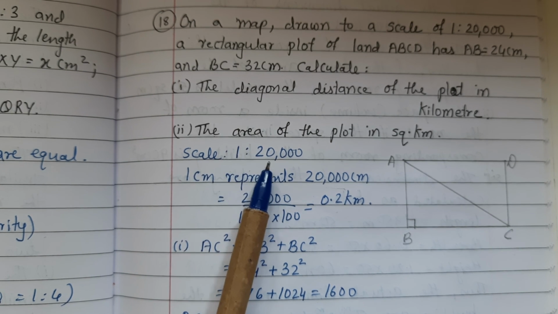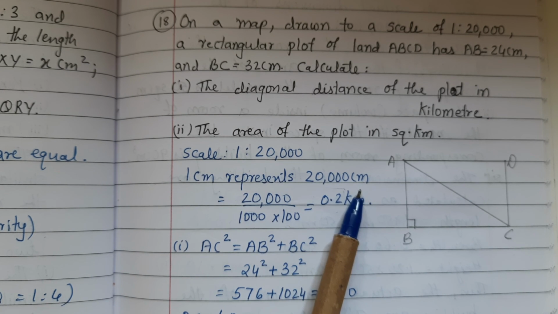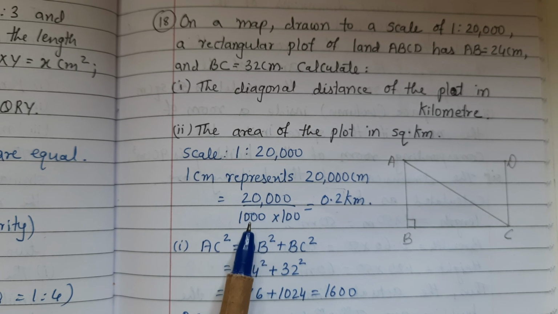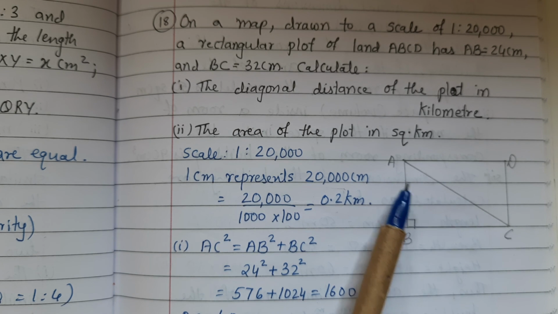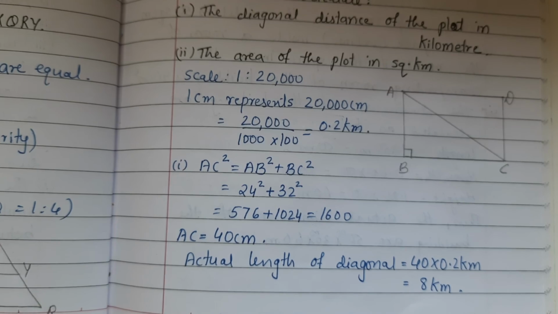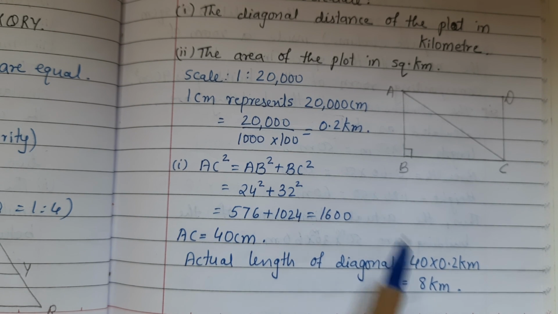Scale 1:20,000 means 1 centimeter represents 20,000 centimeters. When converted into kilometers, divide by 1000 into 100, which is equal to 0.2 kilometer. First part, AC square is equal to AB square plus BC square, which is equal to 24 square plus 32 square, equal to 576 plus 1024, which is equal to 1600. AC equal to 40 centimeter. Actual length of diagonal is 40 into 0.2, which is equal to 8 kilometers.